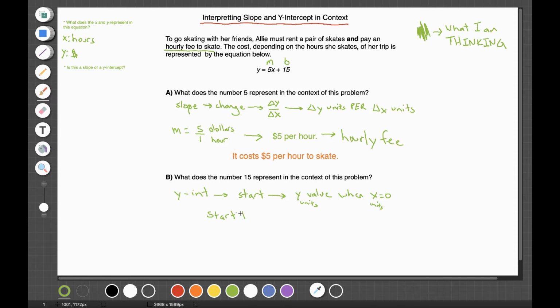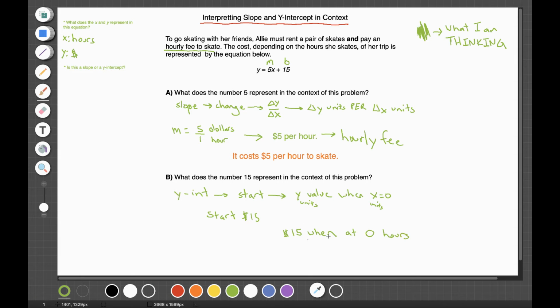Make that look a little cleaner. $15. And then again, it's the y value when x equals 0. So the y value is 15. So it's $15 when our hours are 0, because that's our x. Or we could just say at 0 hours. We'll say it like that. It's easy, a little bit more clear.